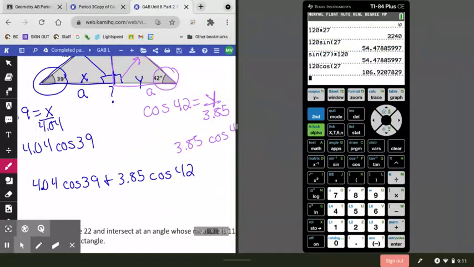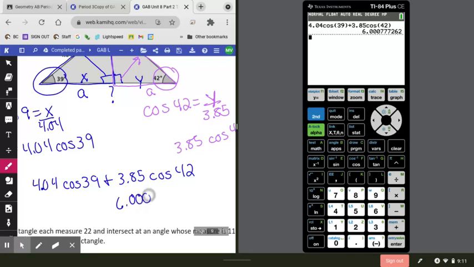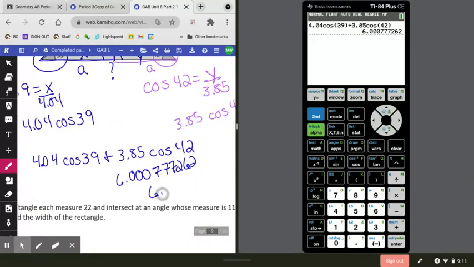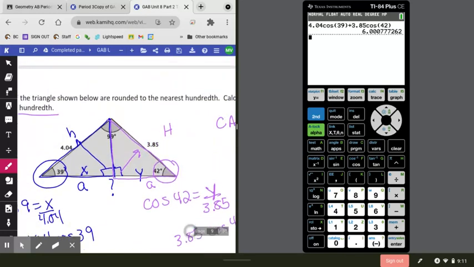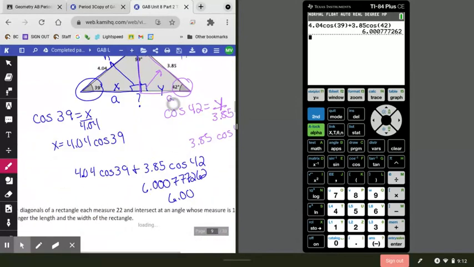There we go. I made it so I could see it. So I'm going to do 4.04 cosine of 39. I must close those parentheses, plus 3.85 cosine of 42, and again close those parentheses. Enter, and the answer is 6.000. So if I round that to the nearest hundredth, it's 6.00. They didn't give me units. So that is my final answer.